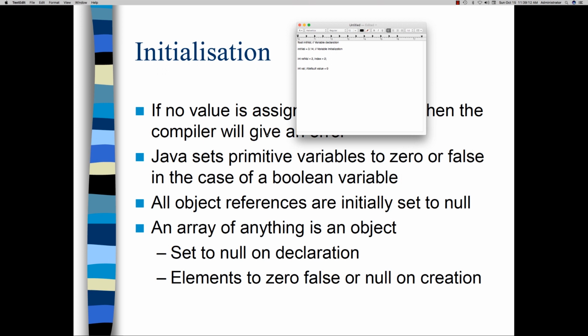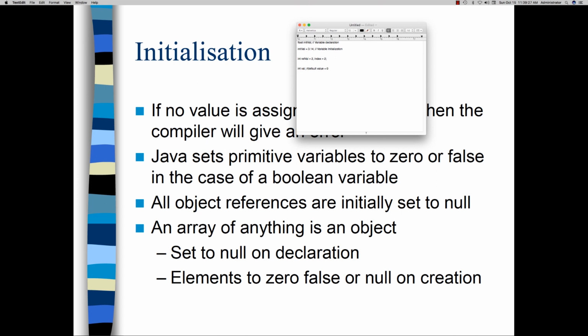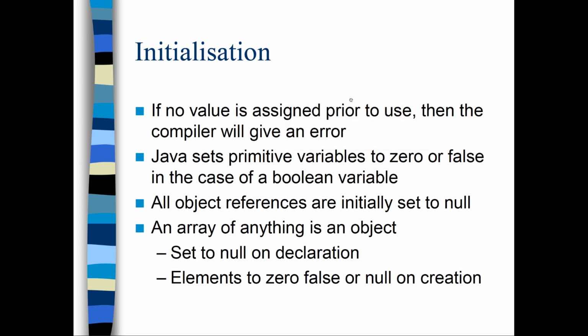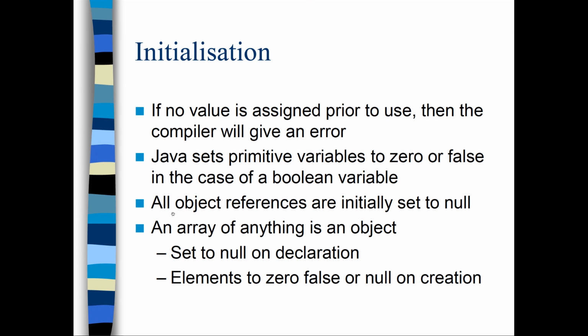So if you don't assign anything, your default value of that variable will be 0. So that is what is said over here. Java sets primitive variables to 0 or false in the case of a boolean variable. So in case of integer, it will set 0. In case of float, it will set 0.0. And all object references are initially set to null whenever we create an object of any class, basically.